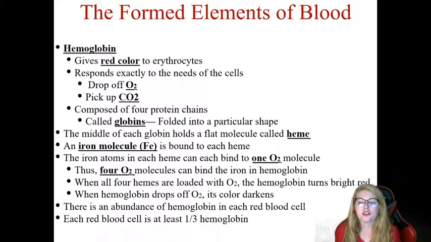And so there's always an abundance of hemoglobin in each red blood cell, or at least it should be that way. Again, certain disorders like anemia, which we'll talk about in our next video, result in not enough hemoglobin or iron and different diseases that can come about when this doesn't work right. But ideally, in a healthy body, there's an abundance of hemoglobin in each red blood cell. And in fact, each red blood cell is about 1/3 hemoglobin by weight. So a good chunk of the entire cell is hemoglobin.